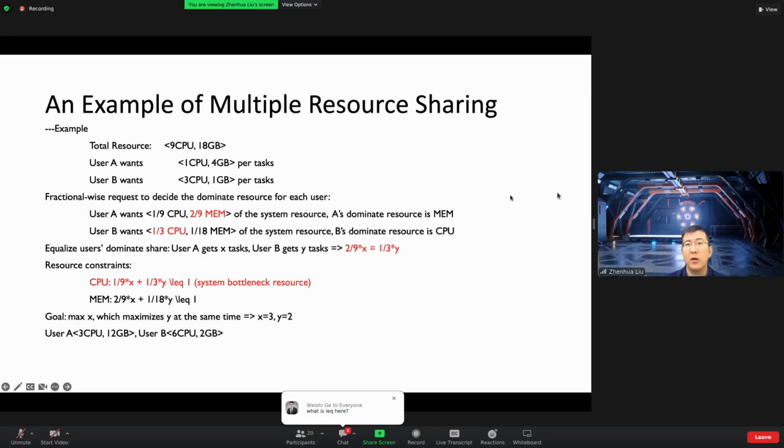Well, LEQ is less or equal to, because you sum the total resource you allocated, that should be less or equal to 1. I recommend you guys to do it by yourself now, to see whether you can go through the process and get the same answer.